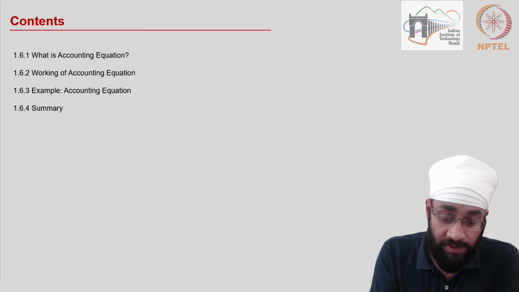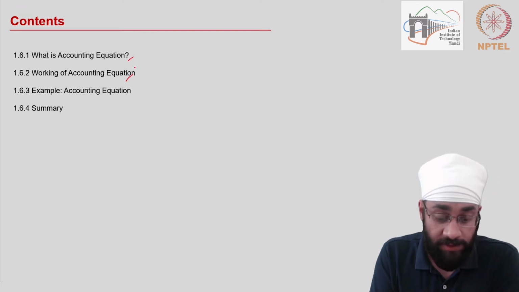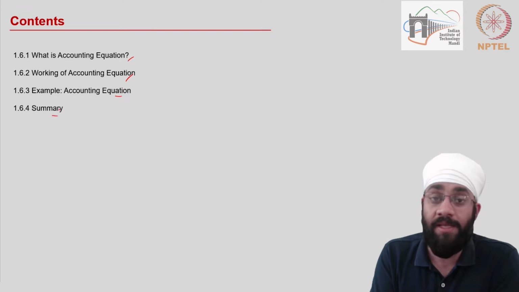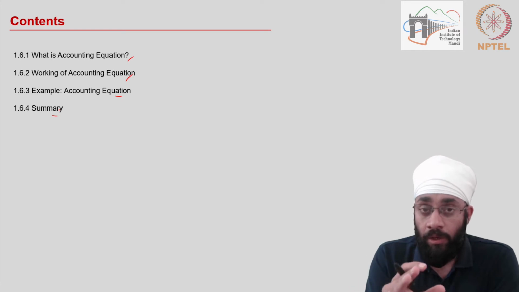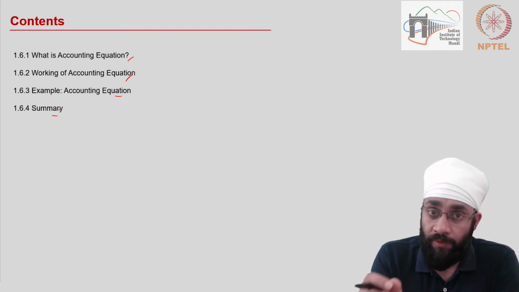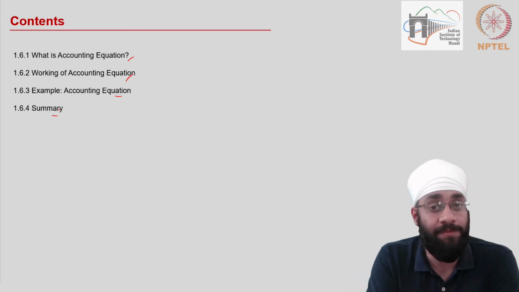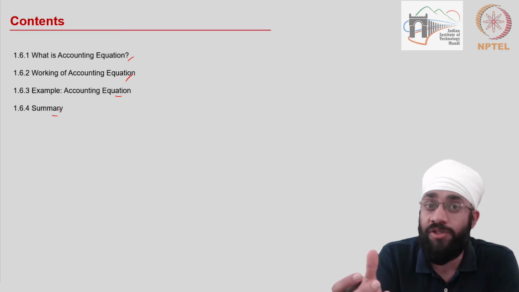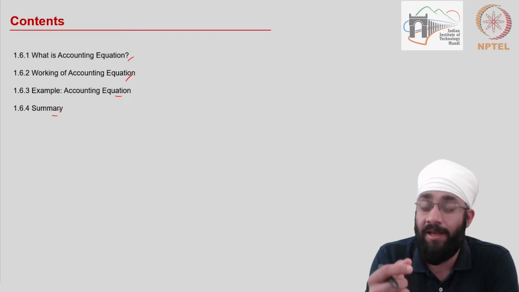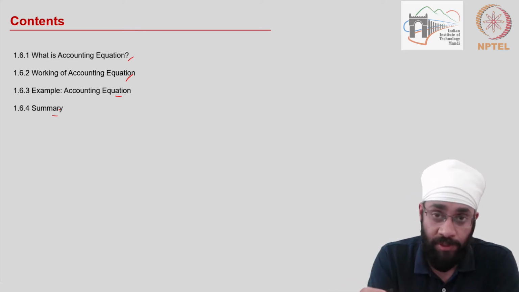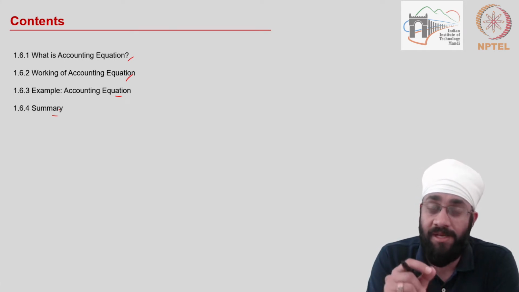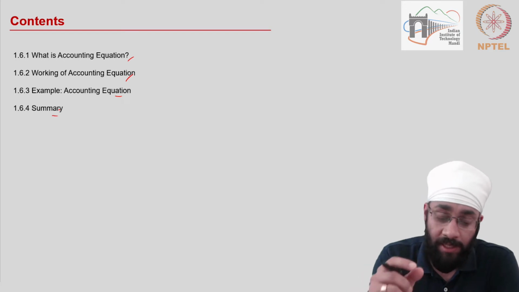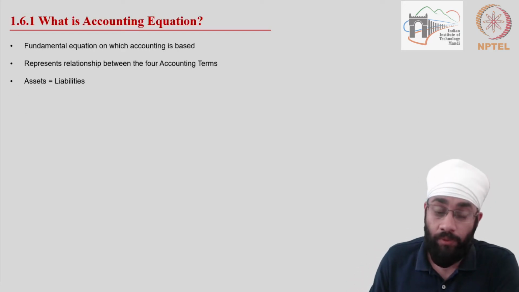I'll talk about what is the equation, I'll tell you how it works, and we'll do an example, and then I'll summarize the importance of this equation. Now, all you need to know before you go through the accounting equation are the four key terminologies of accounting, which are assets, liabilities, incomes, and expenses. So make sure that you have a good grasp of what are assets, liabilities, incomes, and expenses, and then go through accounting equation.